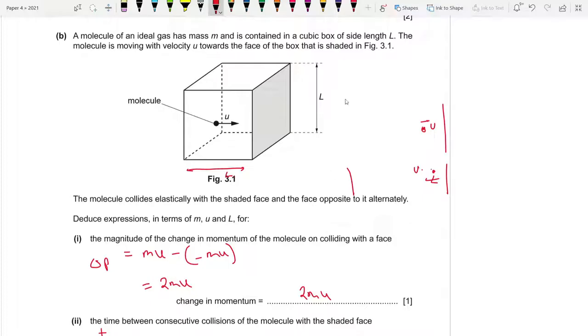Basically, we want to find the time gap between consecutive collisions with the shaded face. Okay, so why can't we use L? What's the issue actually?